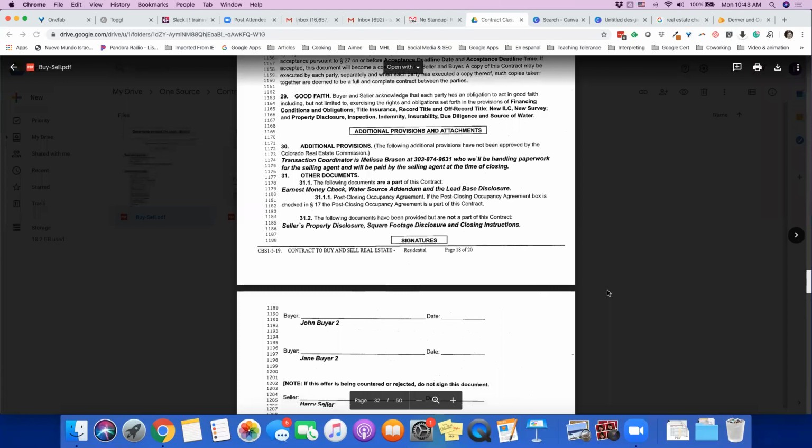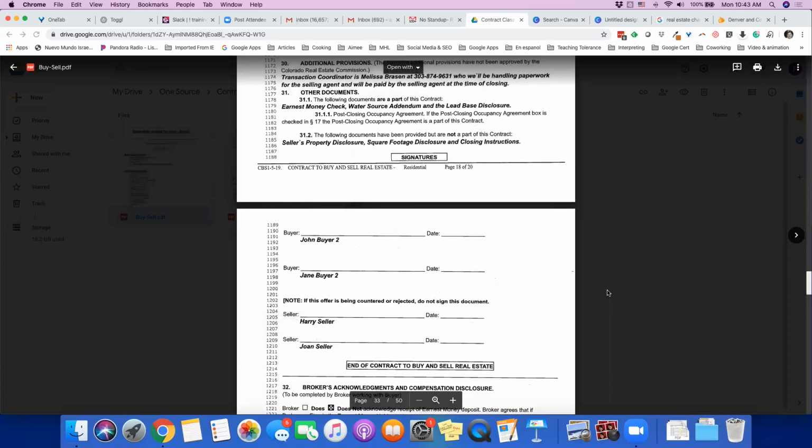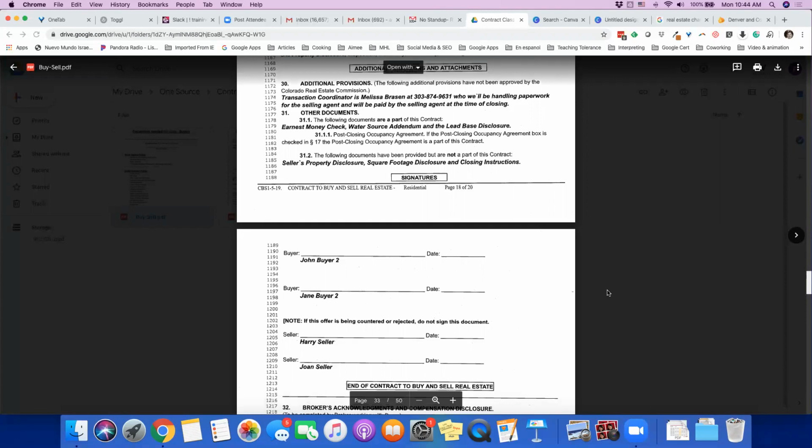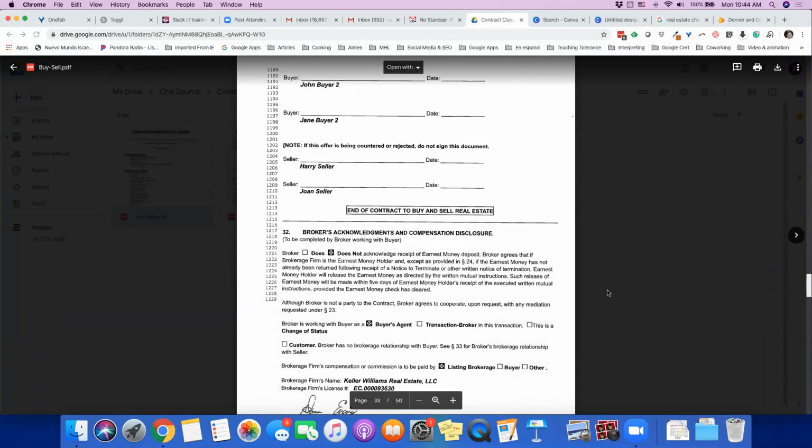This 31 is where most people put their NAs. They don't even leave it blank, they just do NAs. Please don't do that. Fill it out, put it in, be specific. The more specific you are, the fewer opportunities for issues you're going to have. Then paragraph 32 is where the agent signs.